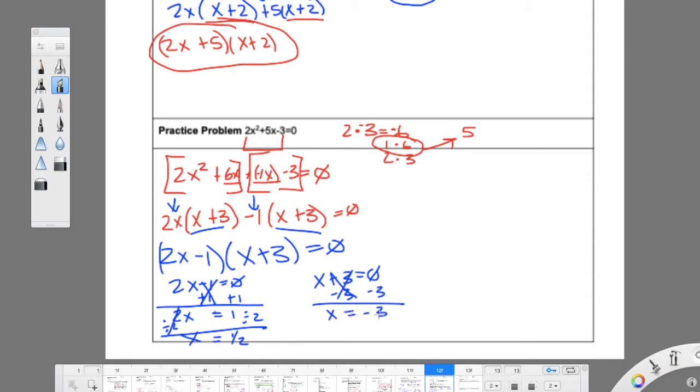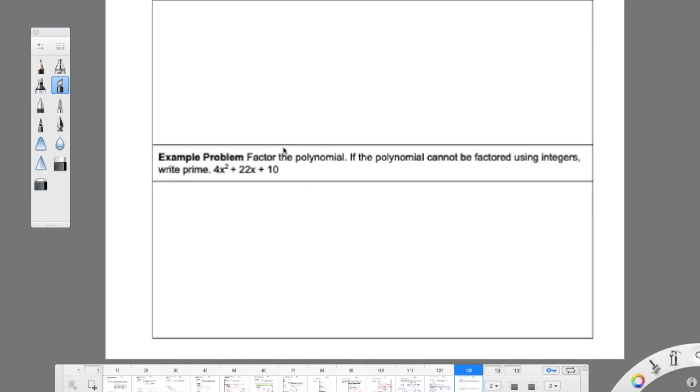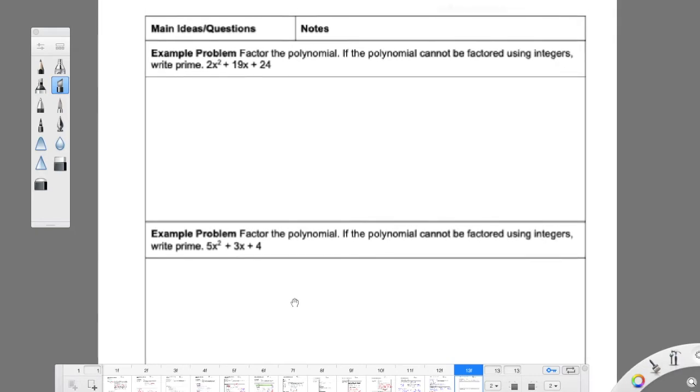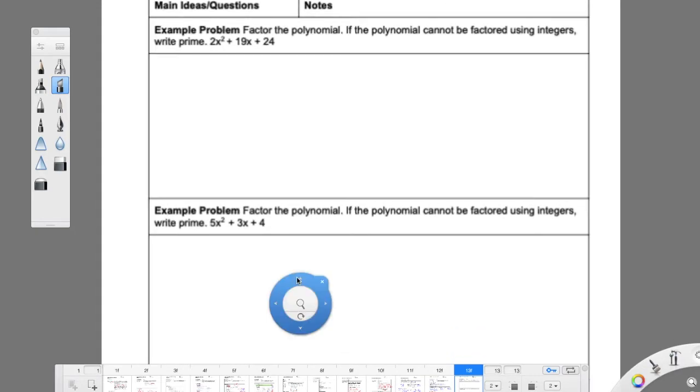All right, so we have one more page here. I believe there's 3 problems on this page. And we will be done with section 7 here. So factor the polynomial if the polynomial can be factored using integers. If it cannot be factored using integers, write prime. All right, so remember, we want it to multiply to get a times c.